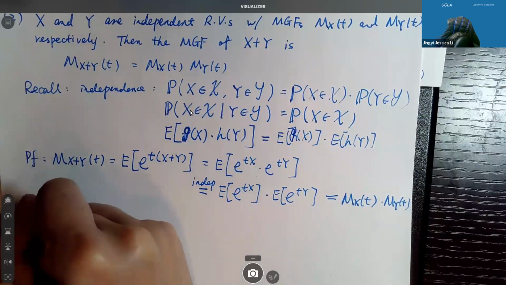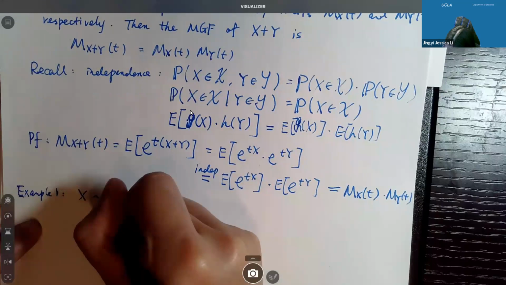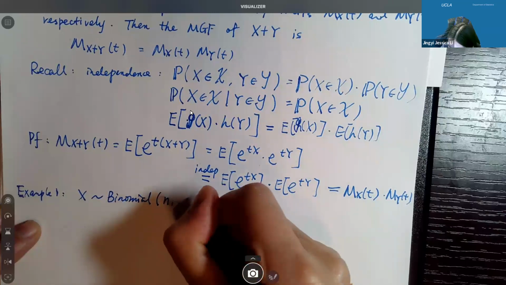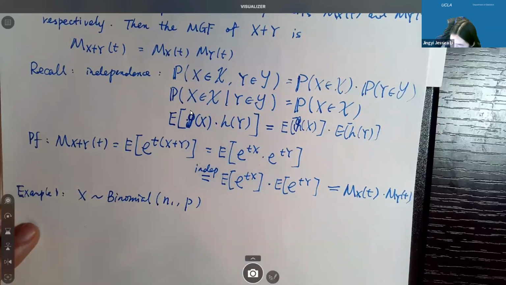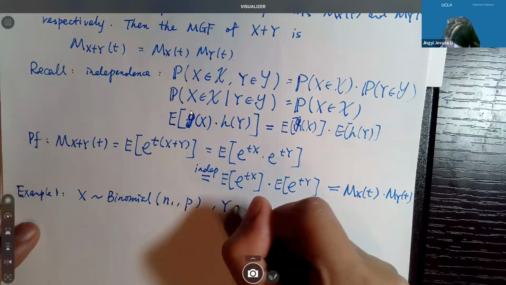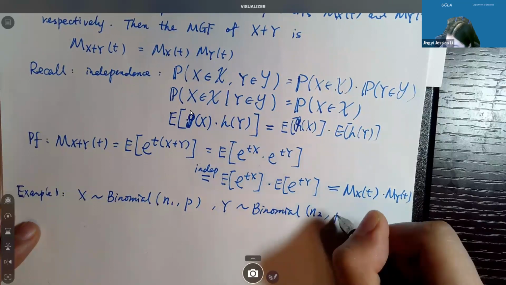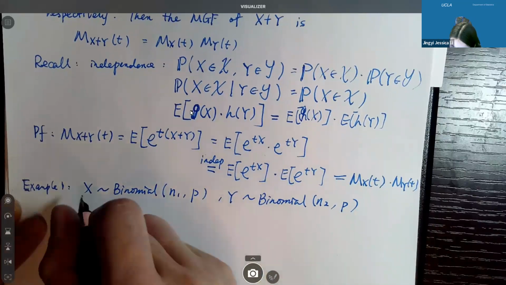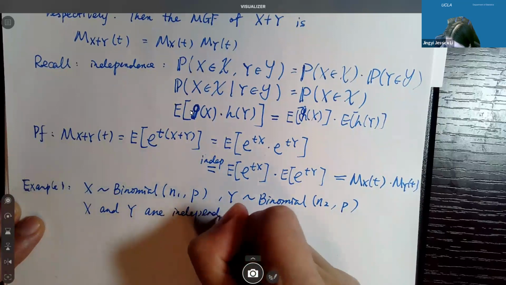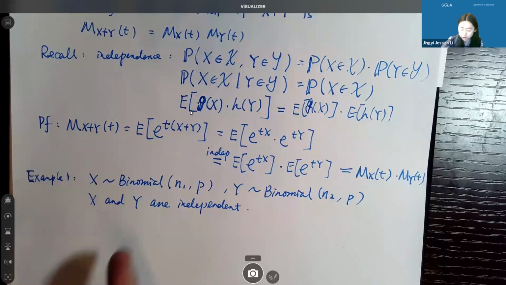So the first example is we have x following a binomial with total n1 and success probability p. And we have y following a binomial with total n2 and success probability p. And the key is that x and y are independent. Otherwise, we cannot use this property. Okay, so let's do the derivation.